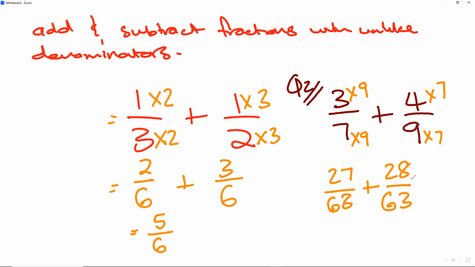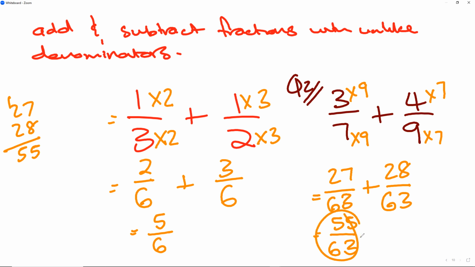27 plus 28 is going to get me 7 plus 8 is 15. 1 plus 2 is 3, 3 plus 2 is 5, so that's 55. So this will be 55 over 63. We can't simplify this further, but if we could, we should. And so that's the final answer there.